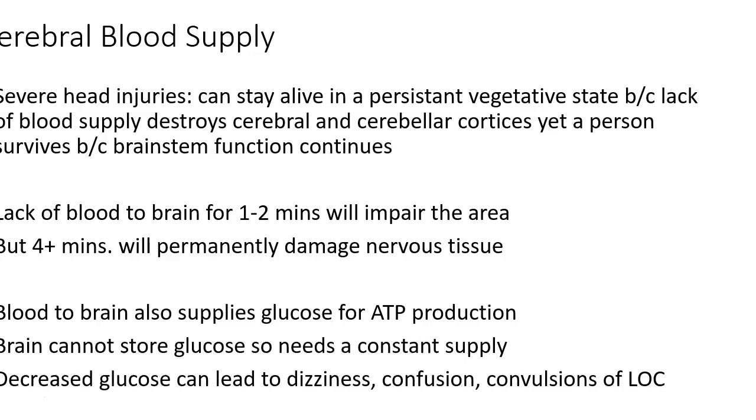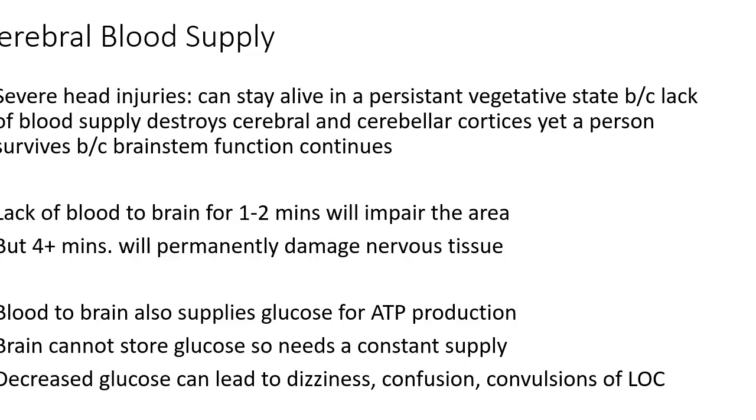So when there's a lack of blood to the brain for 1 to 2 minutes, we start to see impairments in the area. But at about 4 minutes, that damage becomes permanent. So again, the quicker we can get to folks who have lack of blood supply to the brain, the better. That's why you see a lot of public service announcements on TV about response time to strokes and response time to heart attack, because we really need blood supply to be getting to the brain to maintain function of the heart and the rest of the body. So the blood is also what's carrying the oxygen, the glucose, right, for energy production.